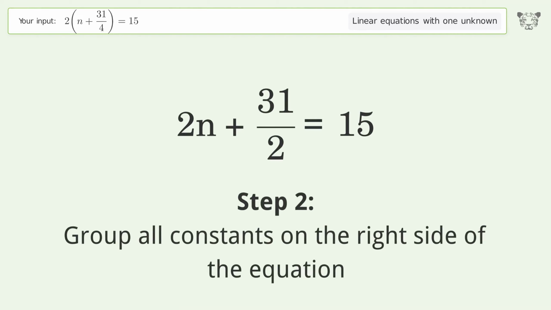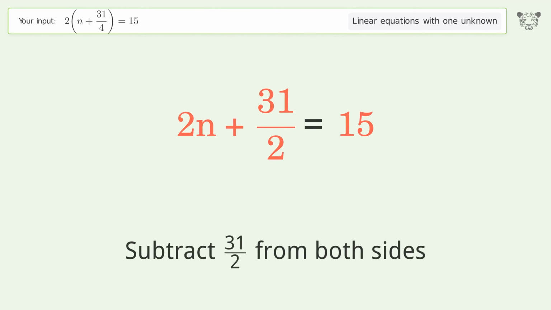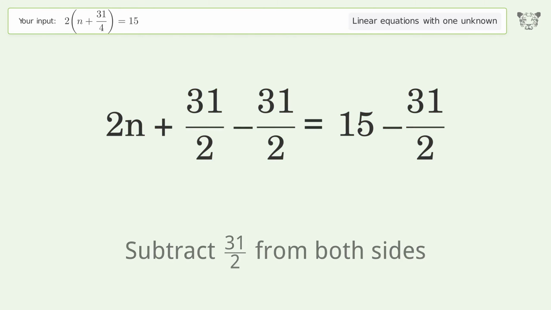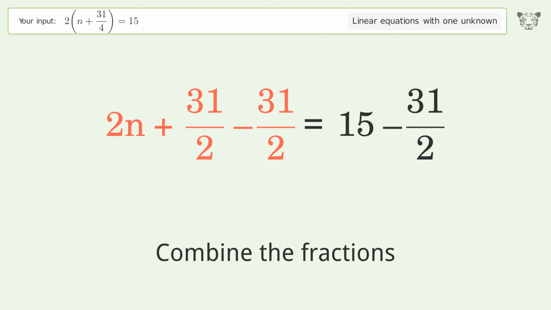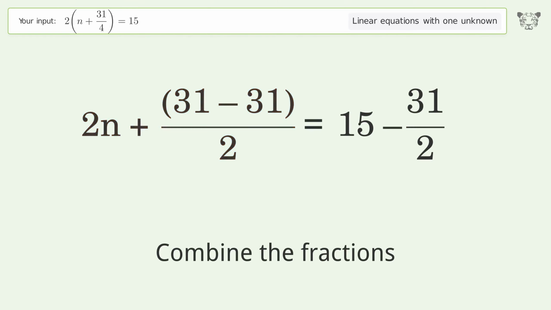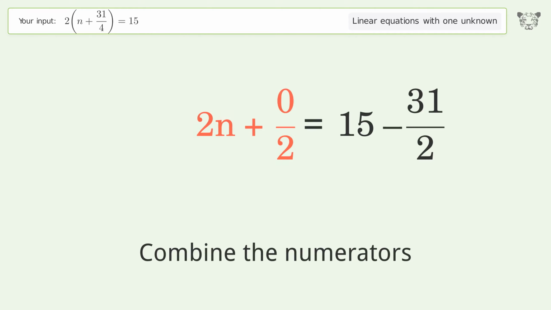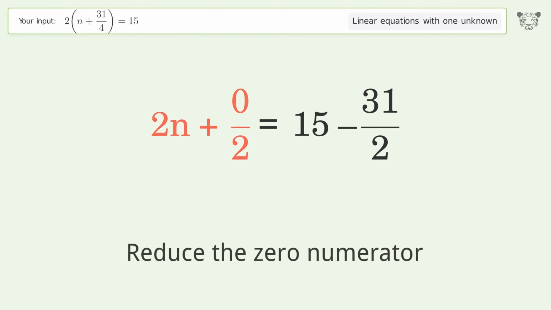Group all constants on the right side of the equation. Subtract 31/2 from both sides. Combine the fractions. Combine the numerators. Reduce the zero numerator.